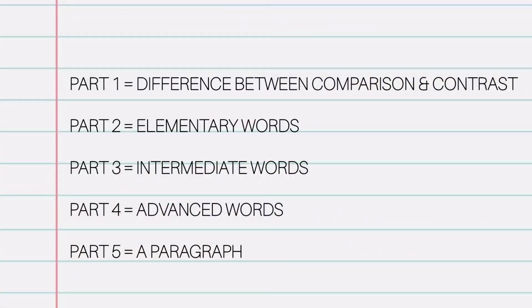Vocabulary for comparison and contrast. Guys, today's video is going to have 5 parts. Part 1, we're gonna discuss the difference between comparison and contrast. Part 2, I'm gonna teach you some elementary words. Part 3, some intermediate words. Part 4, advanced words. After each part, I'm gonna make it a little more difficult, from A1, A2 to B1, B2, and finally C1. And then guys, part 5, a paragraph. We will read a paragraph and you guys will see how practical and useful all these terms are.